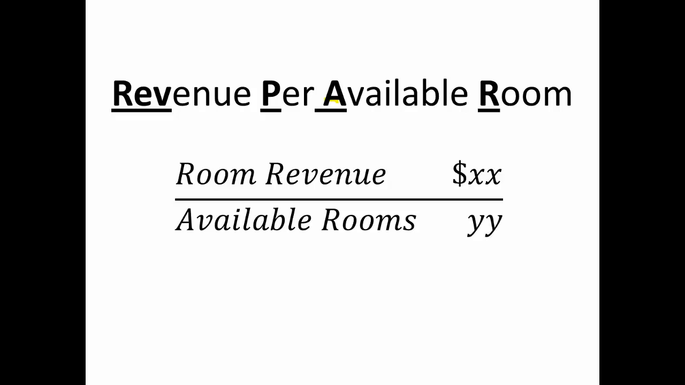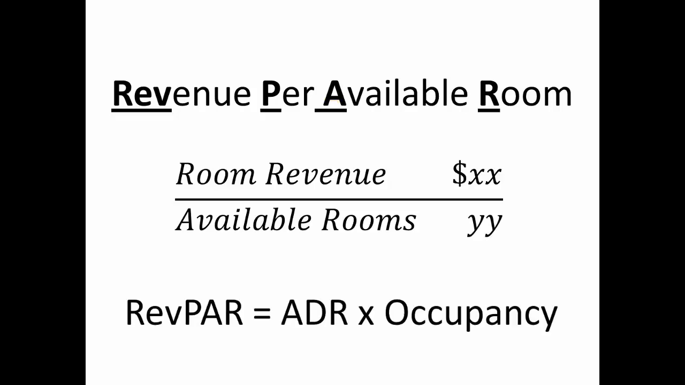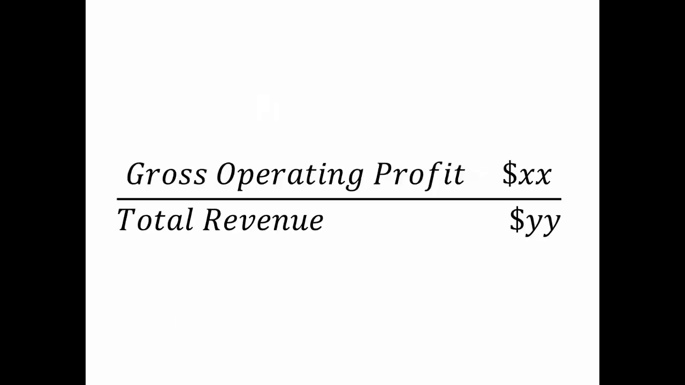This is room RevPAR. There's also a total RevPAR, which is total revenue divided by available rooms. But the key metric that's often looked at in the industry is this room RevPAR figure. It's important to understand too the relationship between the three: if you multiply ADR against occupancy, you actually calculate your RevPAR. So these three statistics or metrics are very valuable and very interrelated as well.